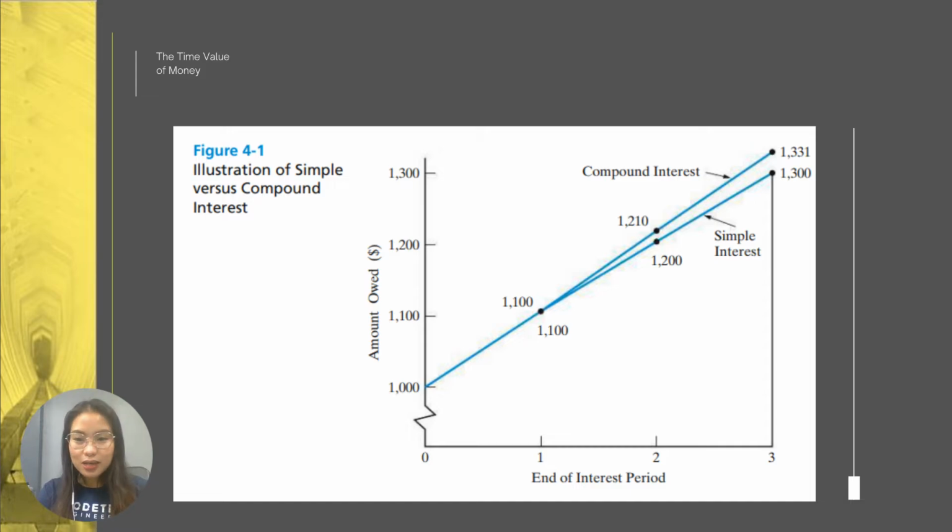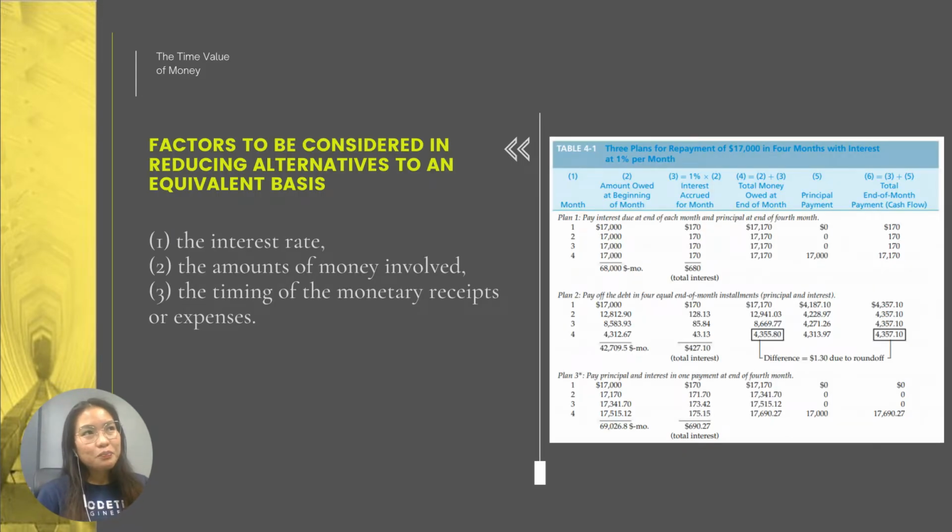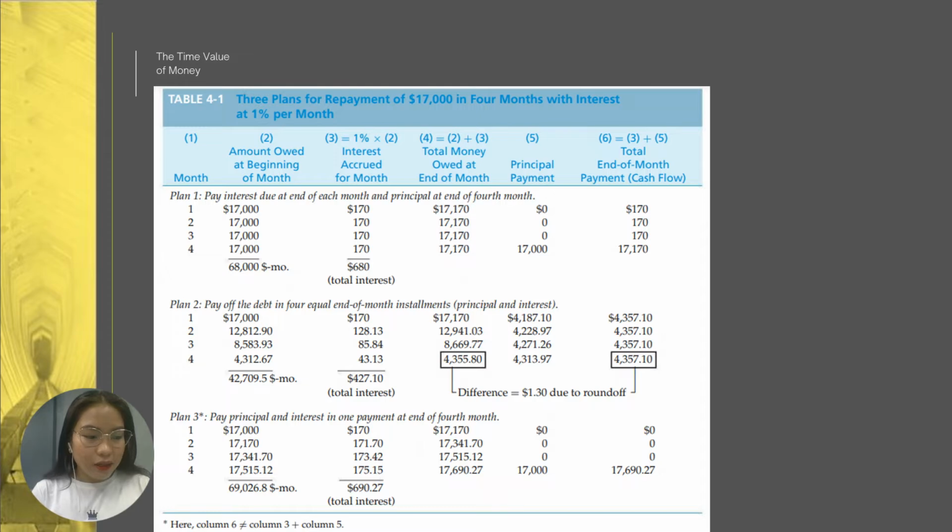Okay, so now let's proceed. Again, as I mentioned in the introduction, we need to consider the comparison of alternative options, our proposals, and we will try to reduce this to an equivalent basis that is dependent on these three. First is the interest rate, second is the amount of money involved, and third is the timing of the monetary receipts or expenses. So, for us to better understand the mechanics of interest and to explain the concept of equivalence, let's do some example. So we have an example here so that we can better understand the mechanics of interest.